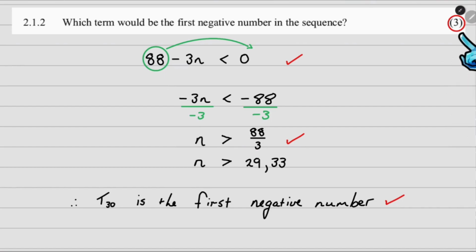And your 3 marks are earned from modeling this thing to be smaller than 0. N is greater than this number, and your final answer will earn you the 3rd mark.